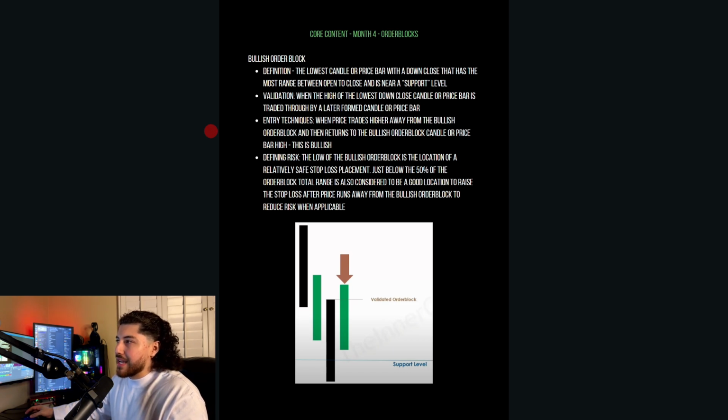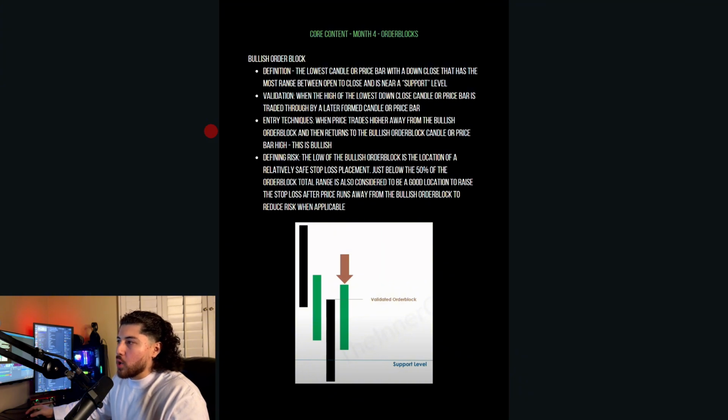Definition: the lowest candle or price bar with a down close that has the most range between open to close and is near a support level. Validation: when the high of the lowest down candle or price bar is traded through by a later formed candle or price bar. Entry techniques: when price trades higher away from the bullish order block and then returns to the bullish order block candle or price bar high, this is bullish.